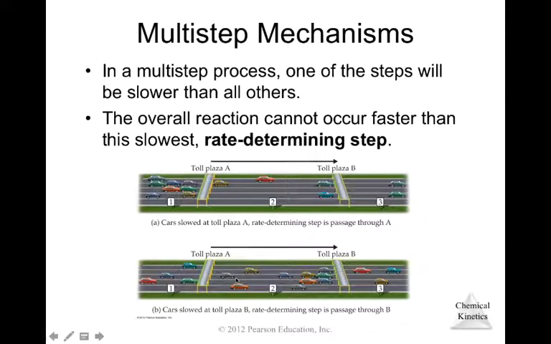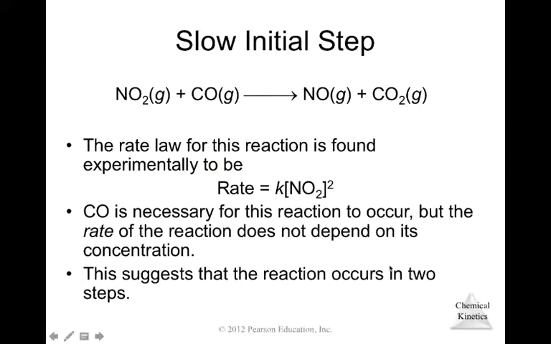Versus in this diagram, they're zipping right through Toll Plaza A. They all have E-ZPass. They're flying through. But something's wrong with the E-ZPass lane over here, so they're bunching up. This is what's going to be dictating the speed of traffic. So in this case, this one is the rate limiting step. If we have a slow initial step, that makes things a little bit easier.